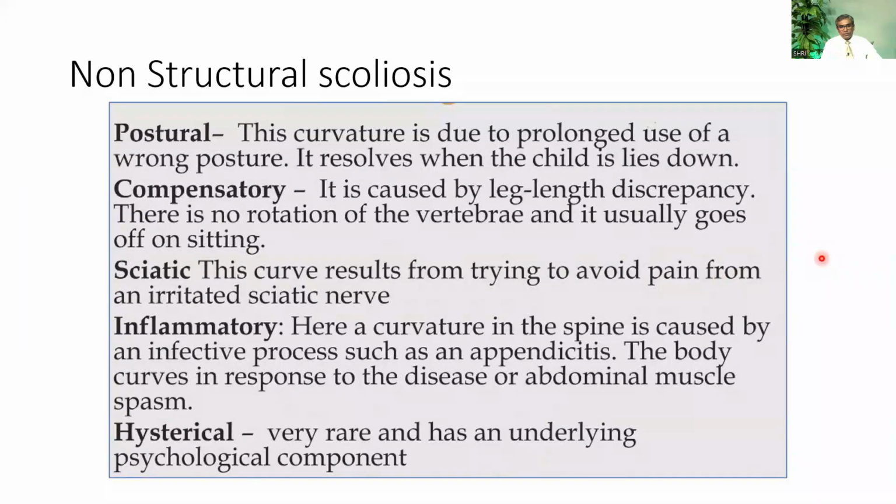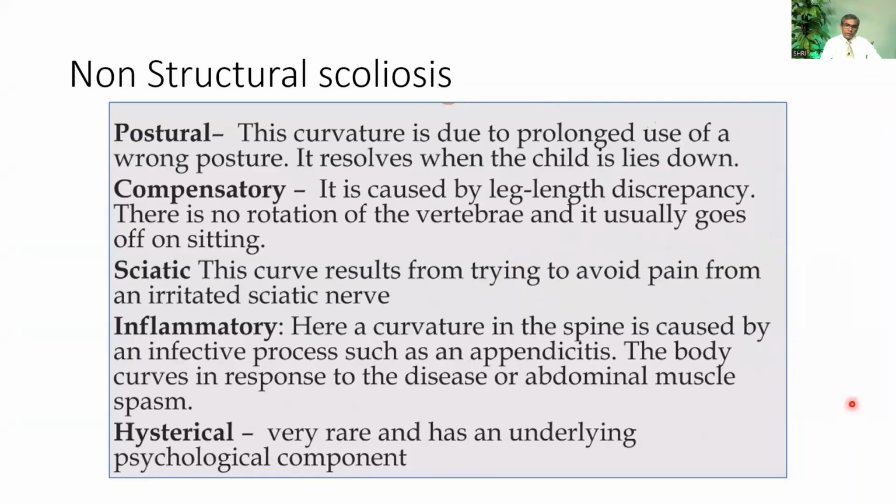Postural curves are due to prolonged use of wrong posture, and they resolve when the child lies down. Once the posture is corrected, the scoliosis goes away. Compensatory is due to leg length discrepancy, as I told you before.